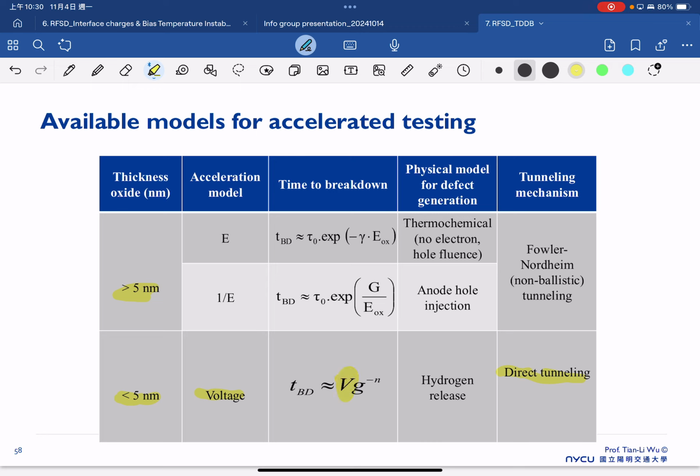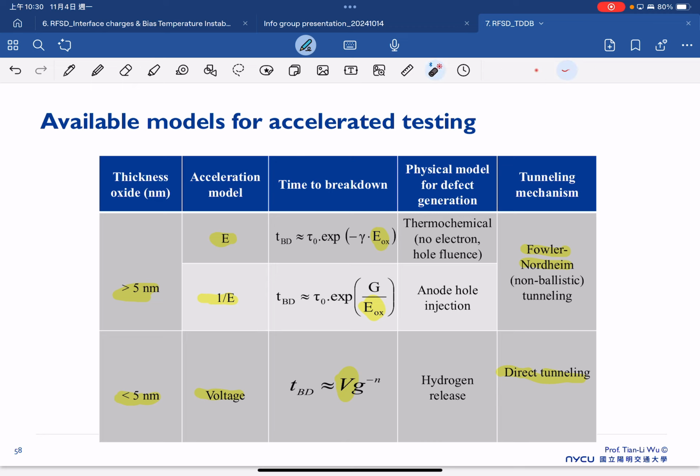But on the other hand, the F-N tunneling is happening when the dielectric is more than 5 nanometer, and therefore the electron injection from one side to the other side is mainly determined by the effective electrical strength in the dielectric. So therefore, the model is dependent on the electric field, where we can see the time-dependent breakdown, TDDB, is correlated with electric field. This is due to the F-N tunneling here.